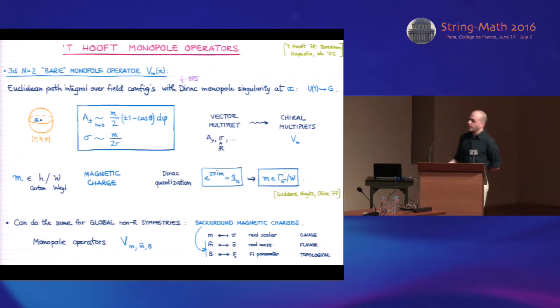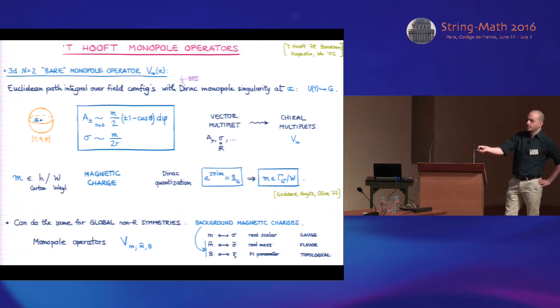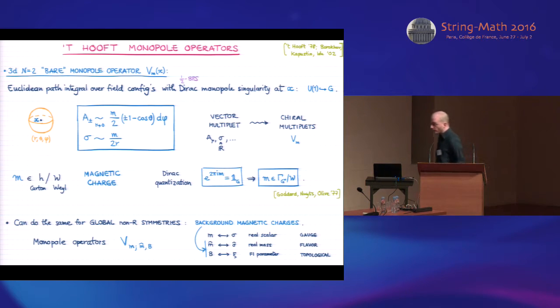can be taken to be a constant element of the Cartan subalgebra of the Lie algebra of the gauge group, modulo residual Weyl gauge transformations. And if you impose Dirac quantization, then the magnetic charge is actually an element of the weight lattice of the Langlands dual group, again, modulo Weyl transformations.